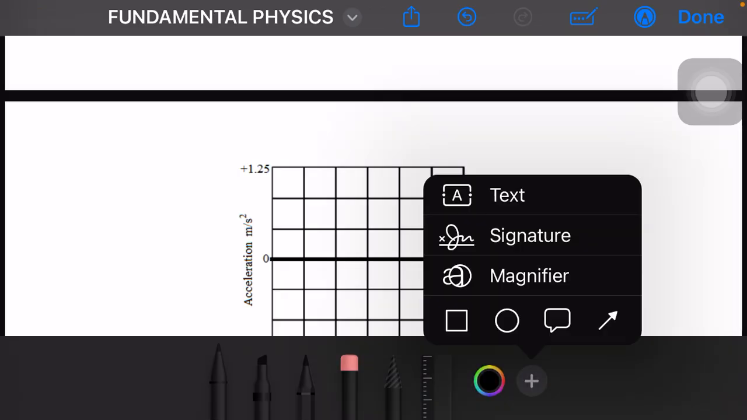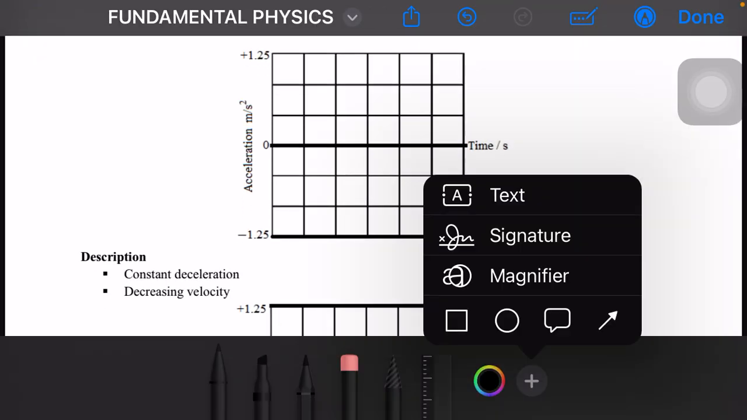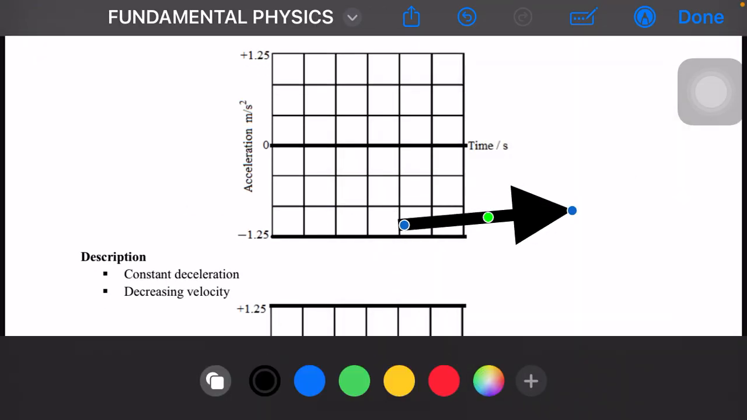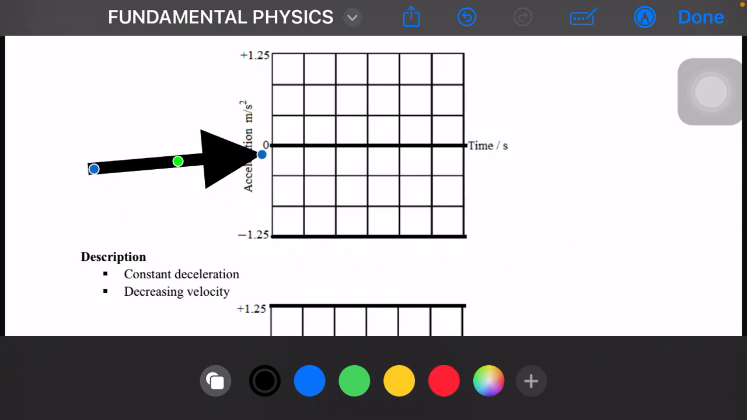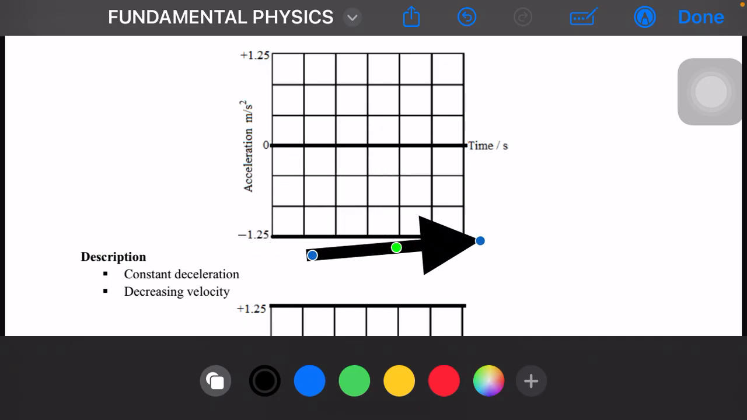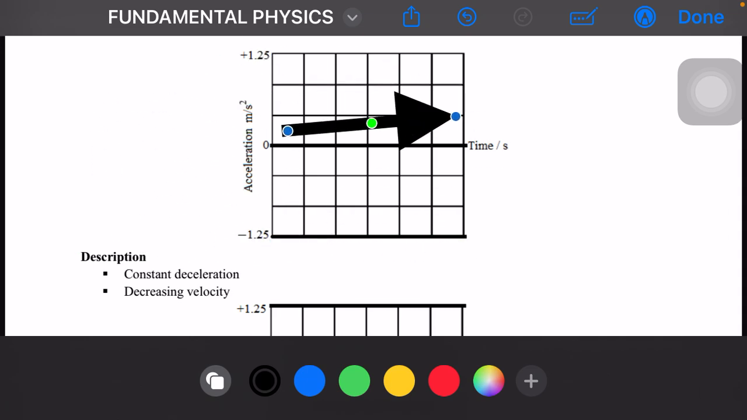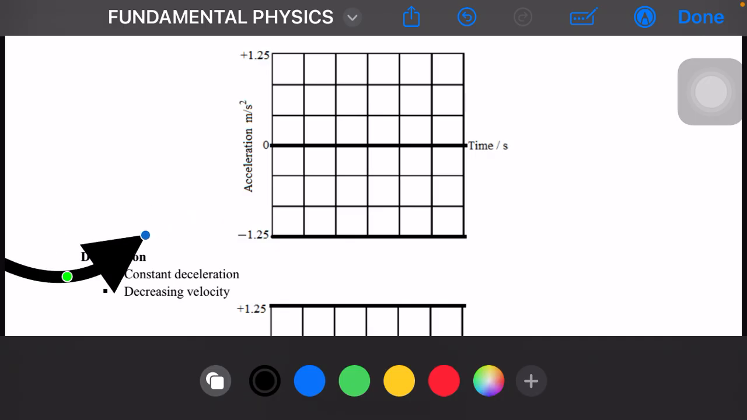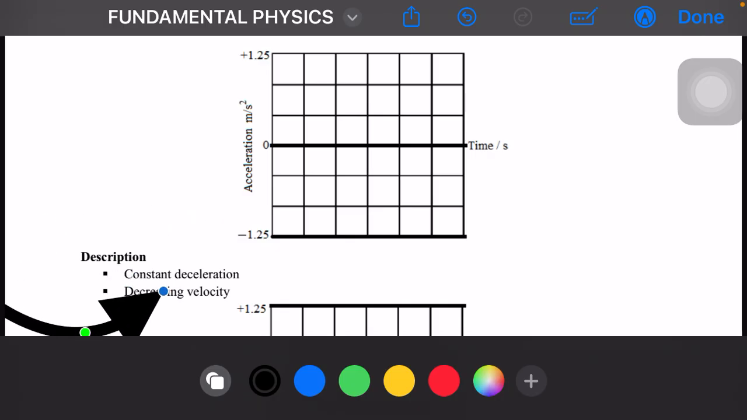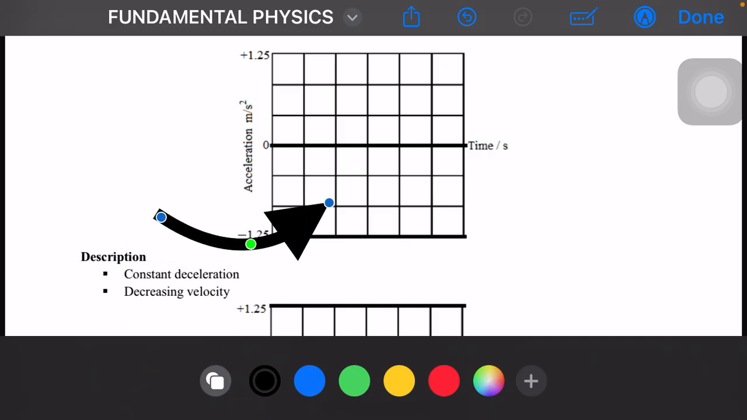let me just show you. Okay. So here, be careful. You have this line here, and also this line here, down here. So when you see such a kind of graph, the first thing that should come to your mind is what? That constant deceleration. The object is what? Decelerating. And again, velocity is what? Decreasing.